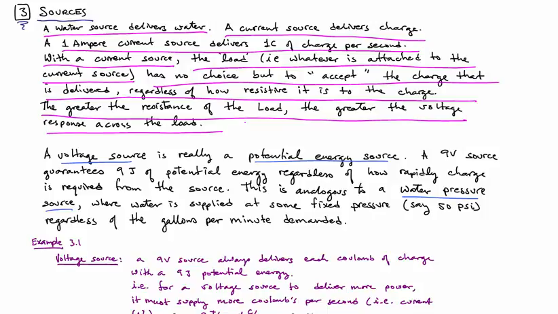A voltage source, on the flip side, is really a potential energy source. We talked about this already. A 9-volt source guarantees 9 joules of potential energy per coulomb, regardless of how rapidly charge is required from the source. So this is analogous to a water pressure source, where water is supplied at some fixed pressure, say 50 pounds per square inch. And it doesn't matter whether you're asking for 1 gallon or 20 gallons or 100 gallons a minute.